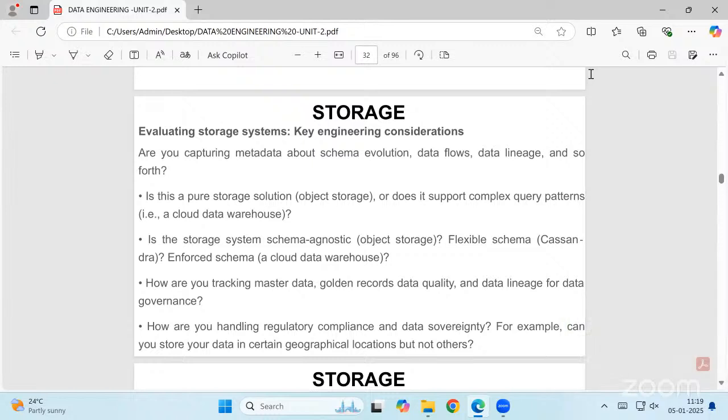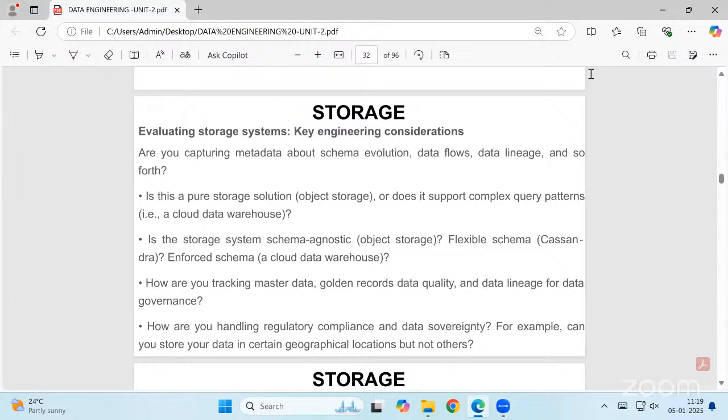Their headache is to scale up their infrastructure in terms of storage space and computation power. They have to take care of that. Now, is the storage system schema agnostic or flexible schema? It means whether you are storing the content in structured format or unstructured format.